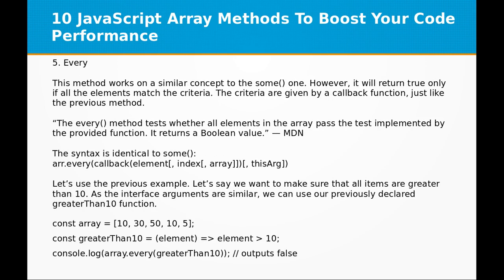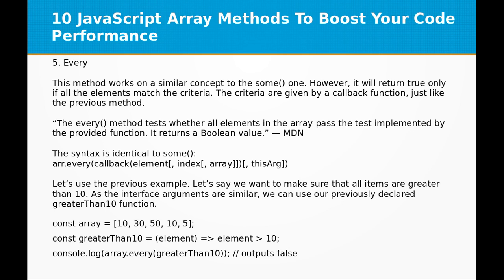The next one is every function. This method works on a similar concept to the sum one. However, it will return true only if all the elements match the criteria. The criteria are given by a callback function, just like the previous method. The every method tests whether all elements in the array pass the test implemented by the provided function. It returns a boolean value. The syntax is identical to sum. Array.every, callback element, index array, this arguments.